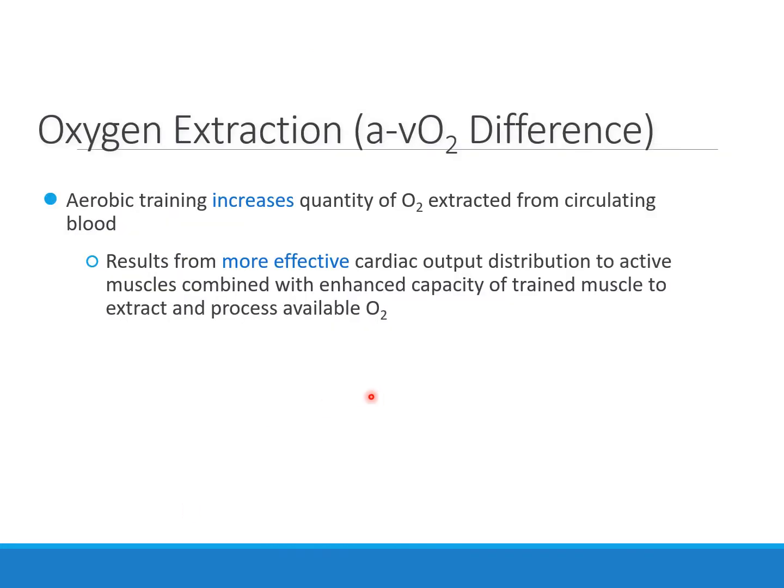Next, the AVO2 difference, and we've talked about this too. So when you start to train aerobically, you actually get better at extracting oxygen from the capillaries. So you're more effective and more efficient at pulling out and extracting and processing the available oxygen to actually see this increase in the AVO2 difference as you become more trained.